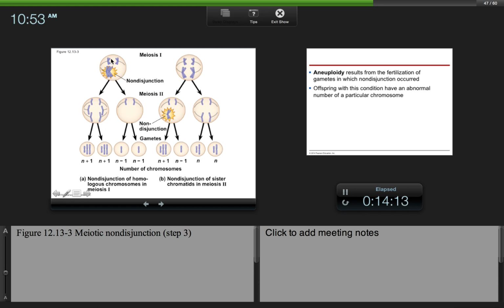So if non-disjunction occurs during meiosis 1, then all of the gametes will have an incorrect number of chromosomes. If it happens during meiosis 2, then notice that 2 out of 4 of the gametes will be normal. So only 2 of these will have the incorrect number of chromosomes.